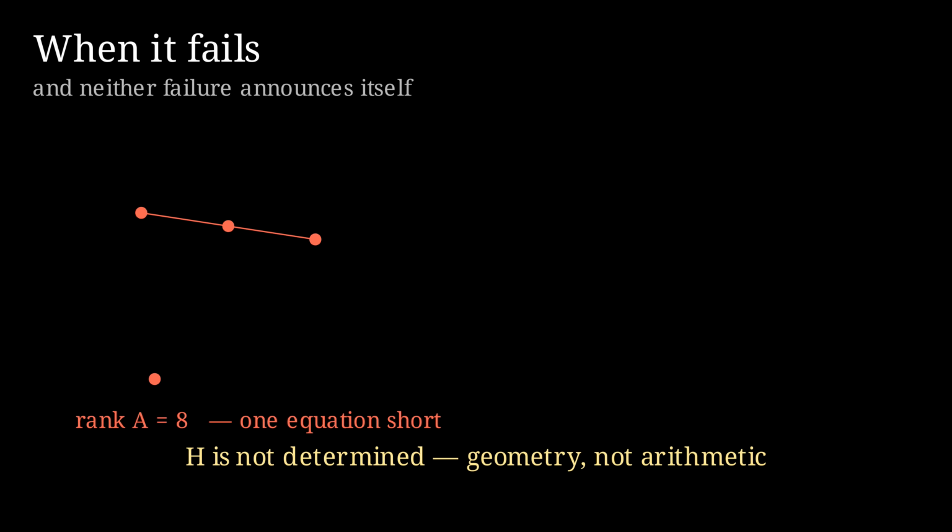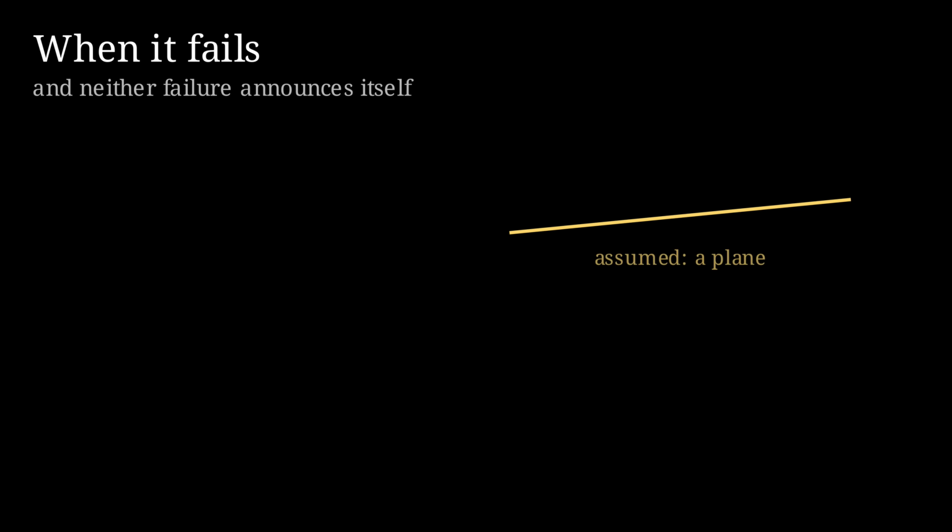And notice what that is not. It isn't rounding error, and a better solver won't rescue it. The geometry genuinely does not contain the answer. It's also why RANSAC throws away collinear samples before it calls the solver rather than after.